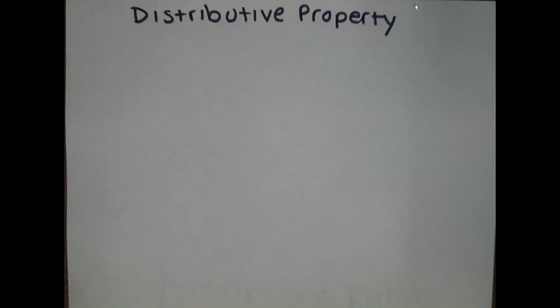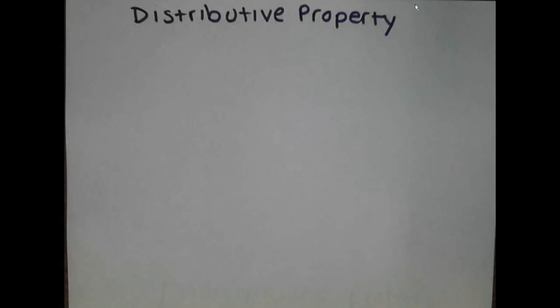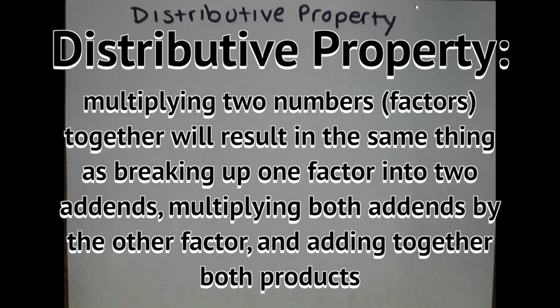There are a lot of different properties in multiplication. We already looked at the commutative property, and that was when we could switch the factors around any way we want, and we'll still end up with the same product. The next property we're going to learn about is called the distributive property. The distributive property is when I can distribute my factors and still get my same product.